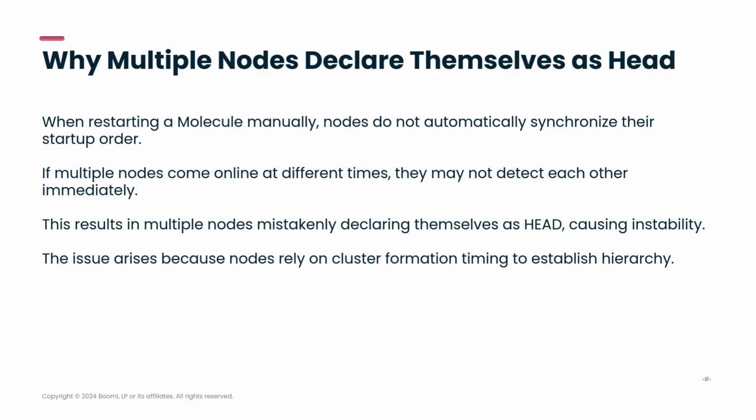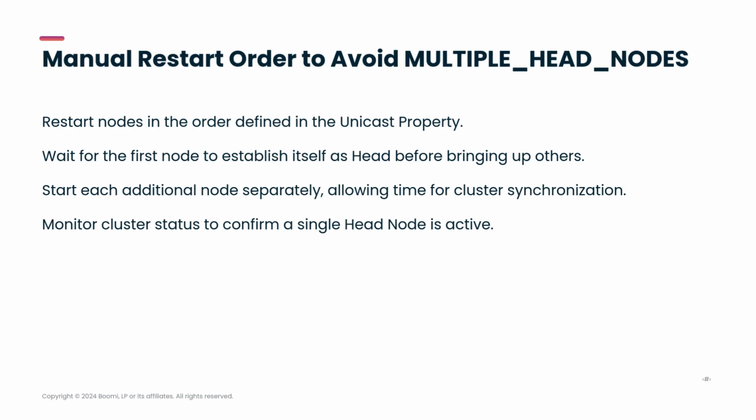So how do we prevent this? Let's go over the correct restart procedures. To prevent multiple nodes claiming head node status, follow the structured restart order. Start the first node and wait for it to establish itself as the head. Verify that the node has initialized completely. This typically takes a few seconds. Start each additional node one at a time, allowing each node to sync with the cluster before proceeding to the next. Monitor cluster health to ensure that the head node is stable before starting another node.